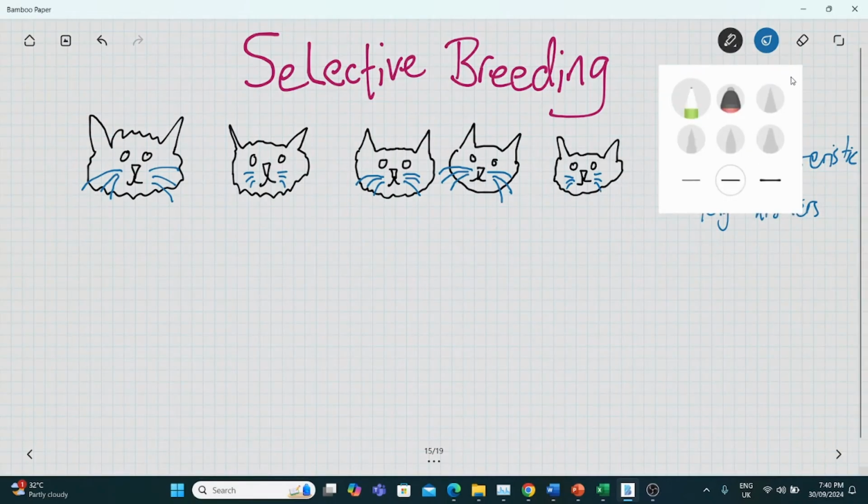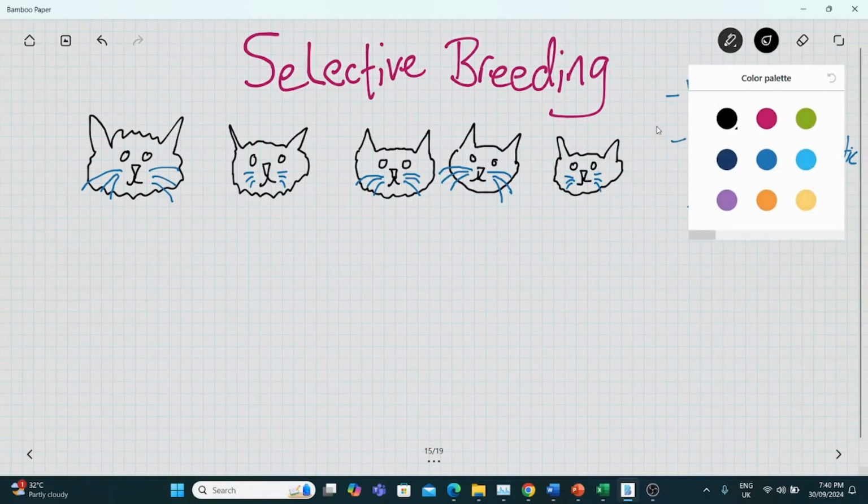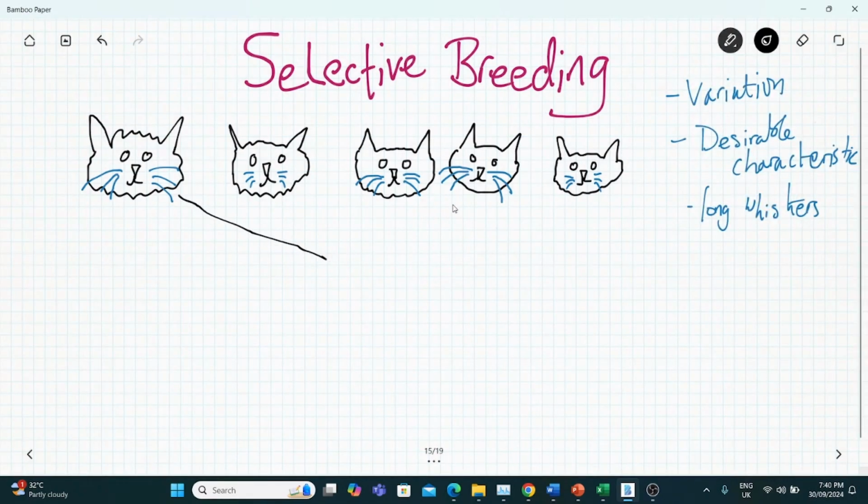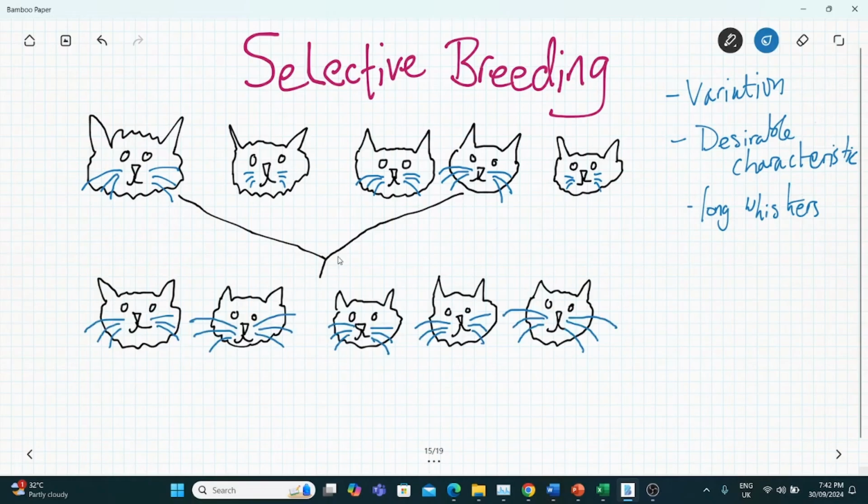So what we want to do is choose the ones with the long whiskers. So I'm going to cross this one and this one together since they have long whiskers, and I'm going to see what kind of whiskers their offspring have. So you end up with these offspring.